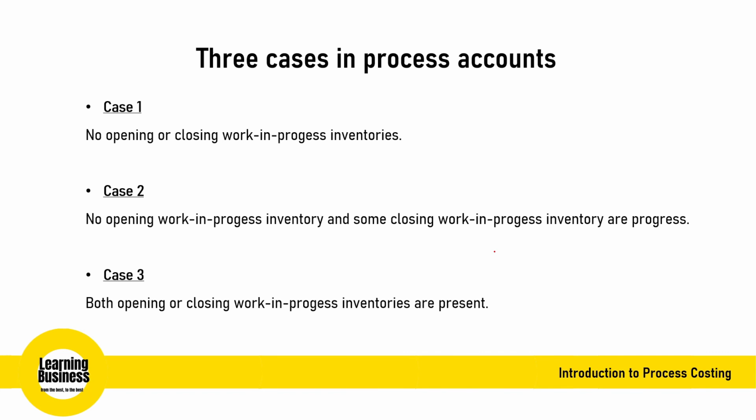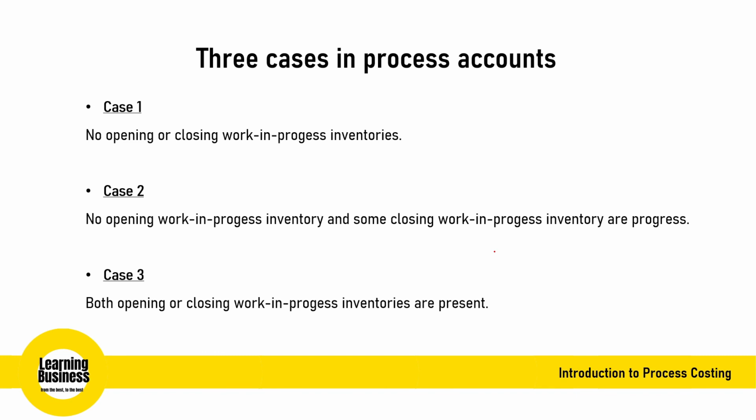Now, when we discuss process account in our subsequent videos, we are going to go through three cases, three scenarios. Case 1 is the most basic, where we would see questions where there is no work in progress involved. These are relatively easier questions to tackle. But case 2 is where you would have some level of closing work in progress.